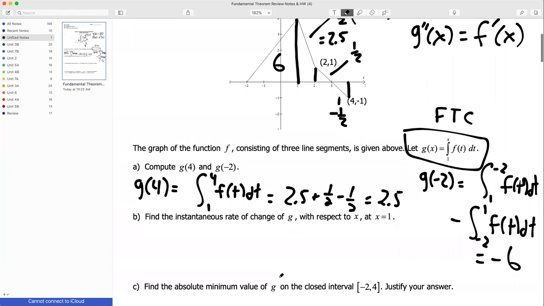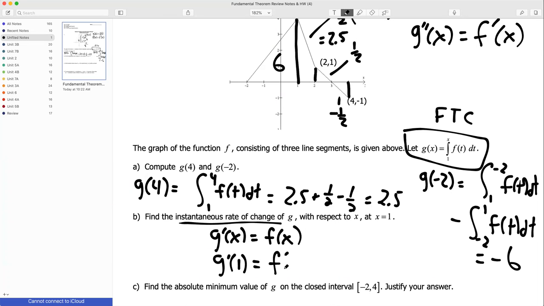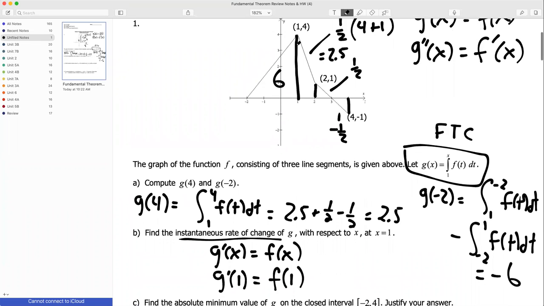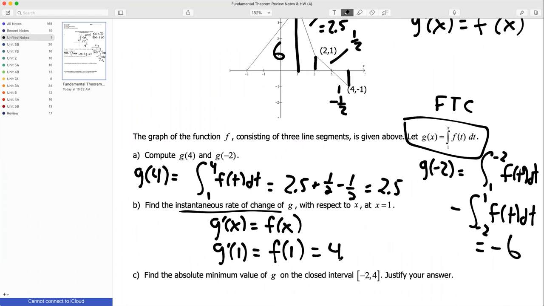Part B says find the instantaneous rate of change of g with respect to x at x equal to 1. So this is the derivative. And I know that g prime of x equals f of x. Therefore, g prime of 1 is equal to f of 1. So I'm going to look at the graph and find f of 1. That tells me that f of 1 is equal to 4, because f at x equals 1 is defined at 4.